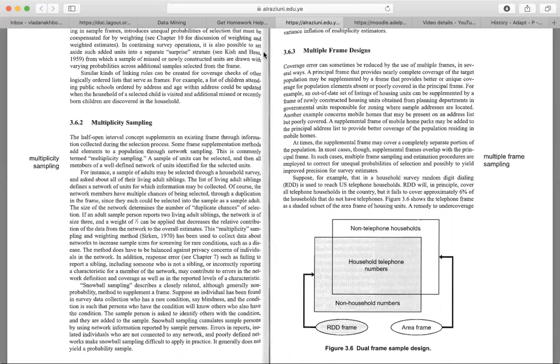We can also check multiple frame designs, which use supplemental frames. They may overlap with principal frames. The solutions include to screen the area household frame, to attempt interviews in all sample households, or to use the overlap in the estimation.